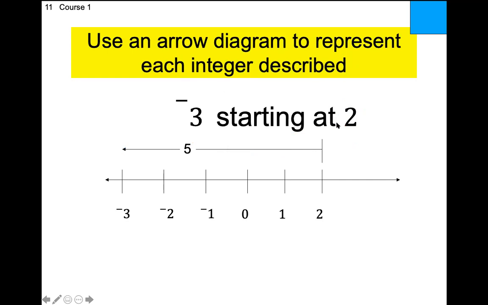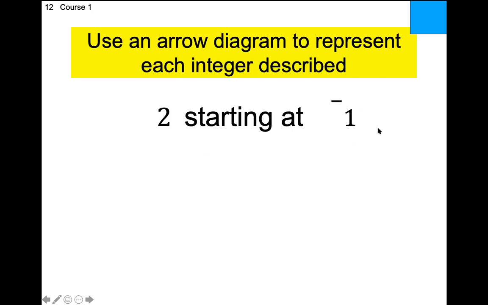Okay. One last one and we'll call it a day, or I think there's 2 to go. All right, so it says 2 starting at -1. So once again, the technique is we find the smallest number. The smallest number here is? -1. And the biggest number is 2. So I'm going from -1 to +2. So I make my number line.